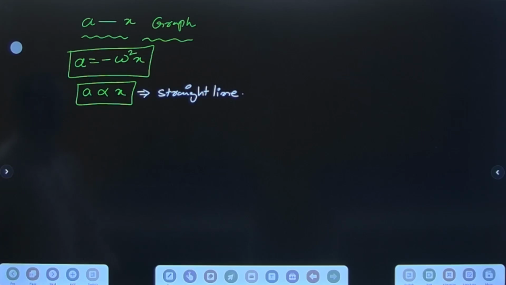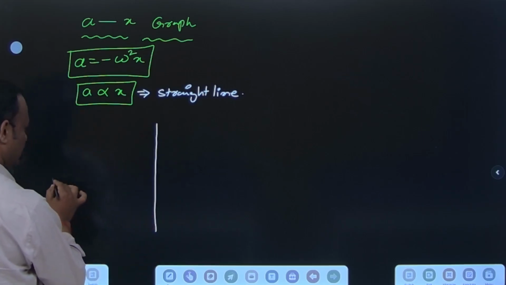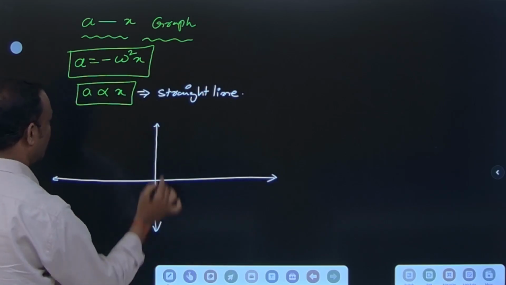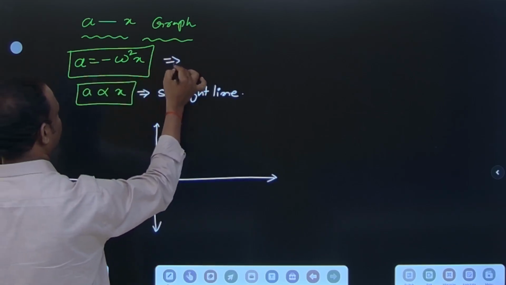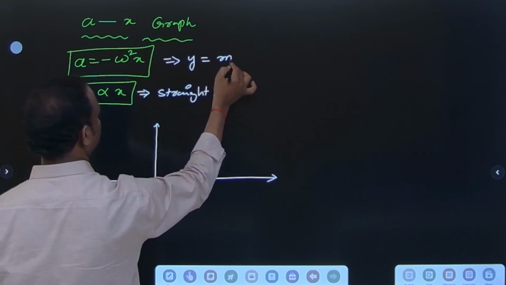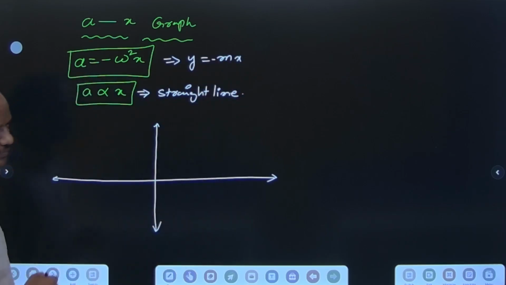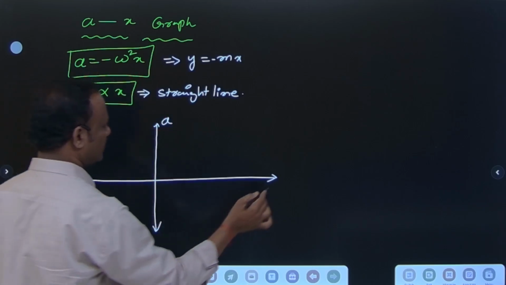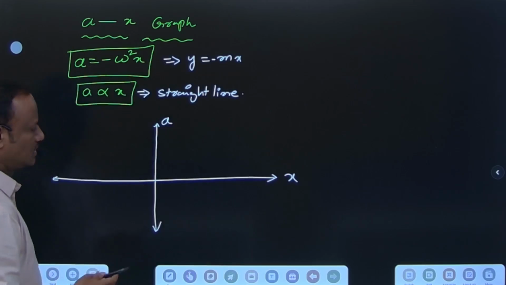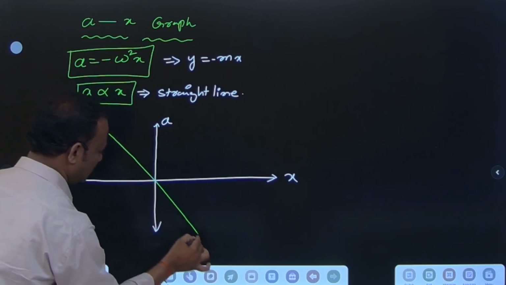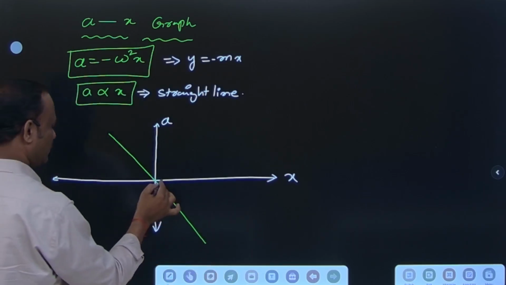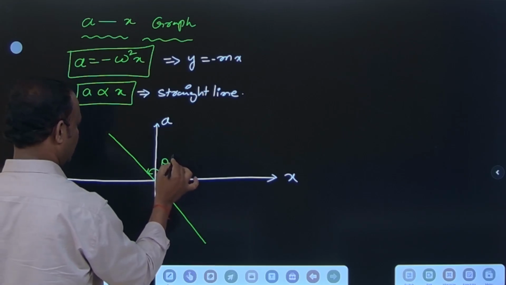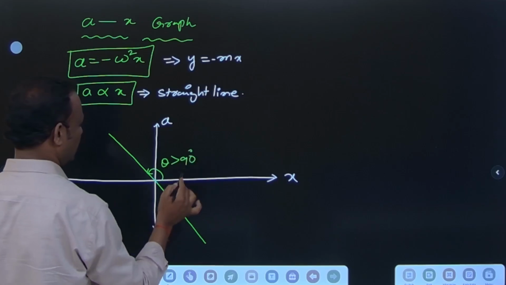Okay. So if you draw the graph from this, it is like y is equal to mx with negative slope. Along the y axis, what is there? A. Along the x axis, what is here? X. It's a straight line passing through the origin with negative slope. The angle theta is greater than 90 degrees. Slope is negative.